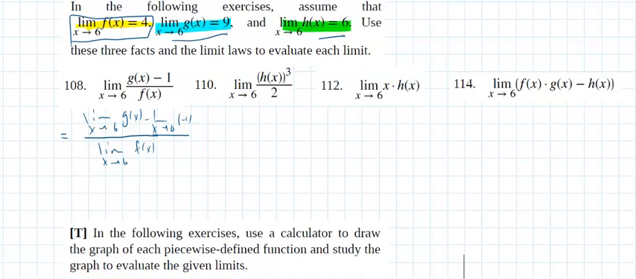I see g of x, and I see f of x. Well, I know what those are. That is a 4. Oops, I'm sorry, that's a 9. And the limit of the constant is the constant, that's a 1. I took the negative up front. Over, and the yellow is a 4. And that gives me 8 over 4, which is 2. There.